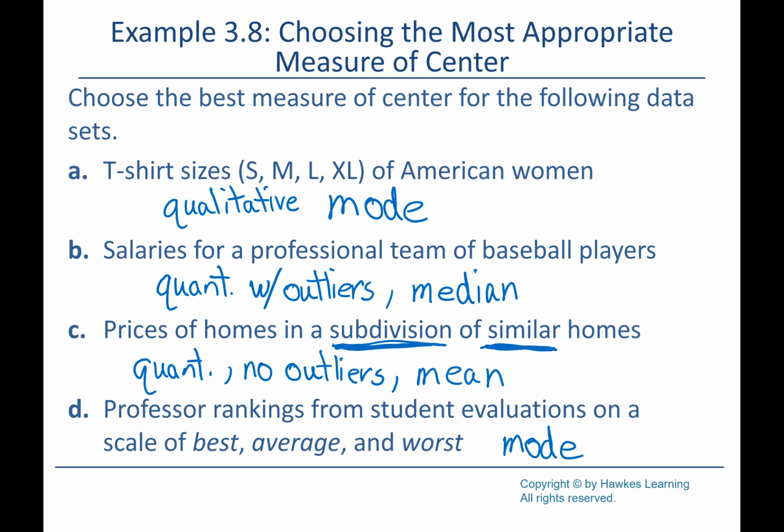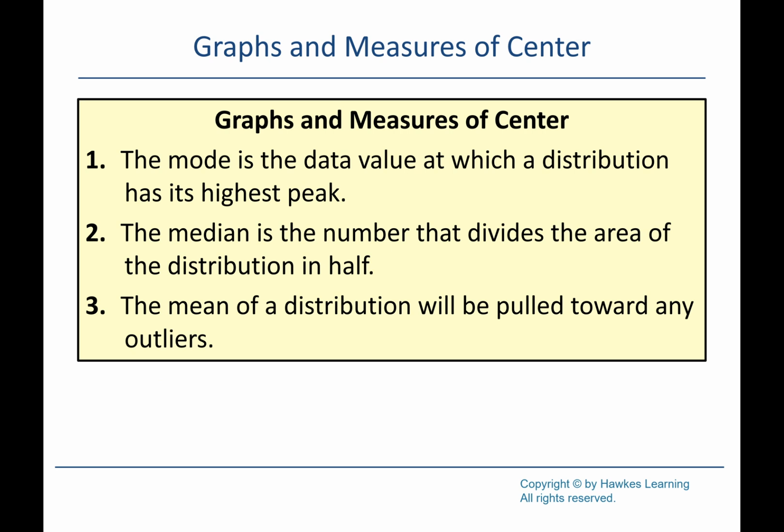Almost finished here. This last little thing we want to talk about is what these three measures of center look like on a graph. What parts of the graph represent these three measures of center? So here's our little rule slide. Here it says the mode is the highest peak on the graph. That's where we have the most data values. So the tallest peak on the graph is the mode.